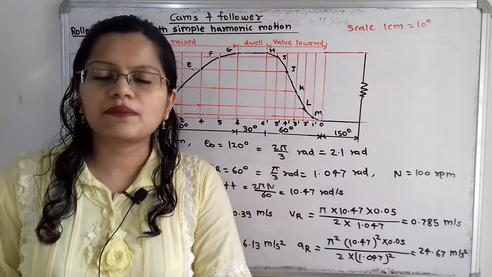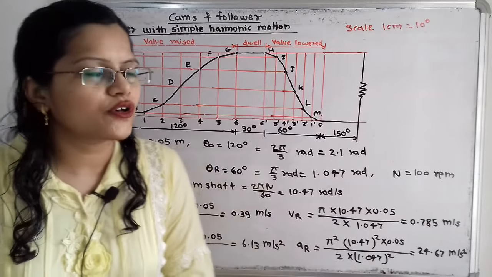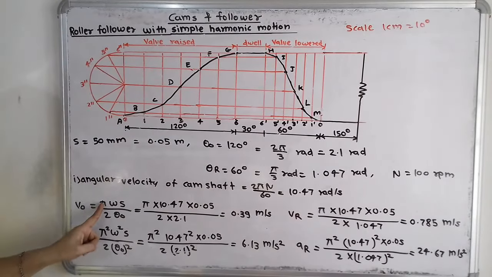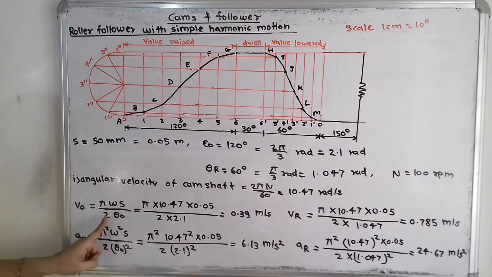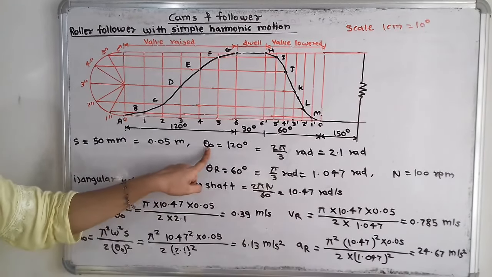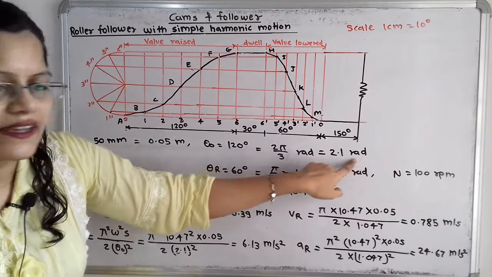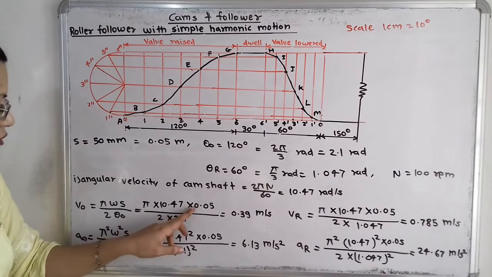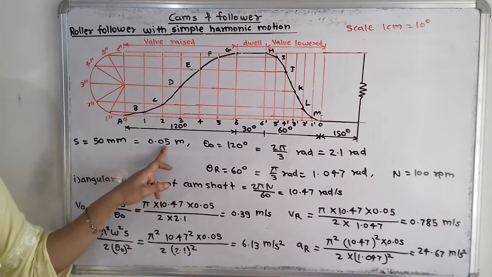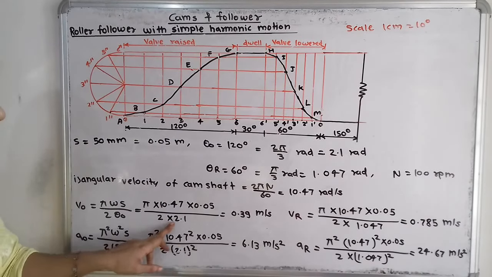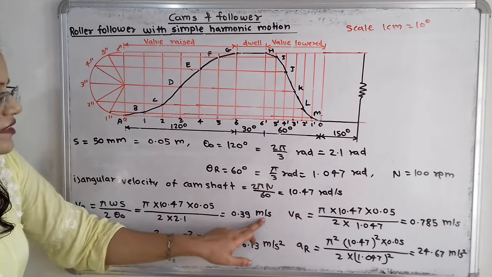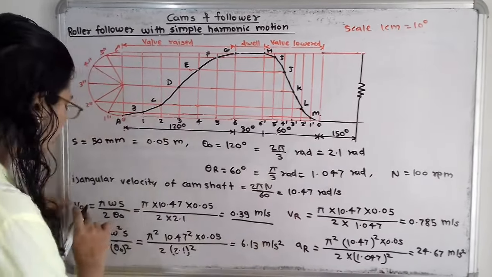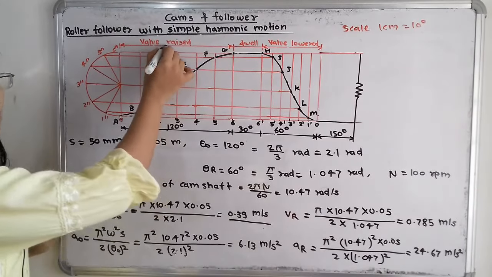So what is the maximum velocity at outstroke, or we can say when the valve is raised? What is the formula? Pi omega s divided by 2 theta O. Here theta O we have to take the value in rad. So pi into 10.47 into 0.05, we have to take this value in meter, divided by 2 into 2.1, which gives 0.39 meter per second. So this is the maximum value of velocity during outstroke.